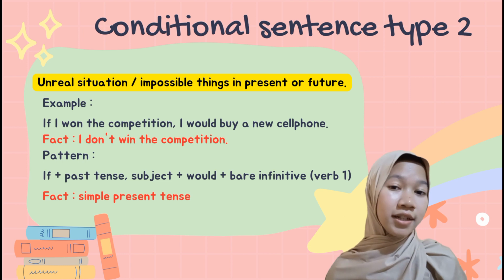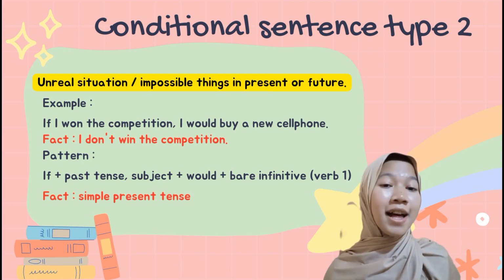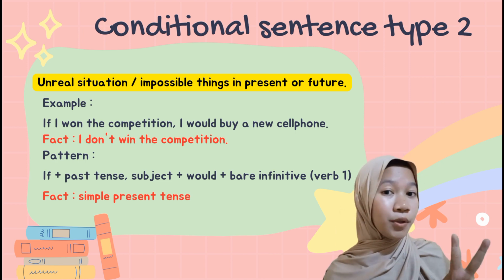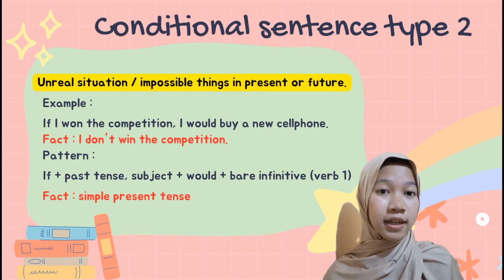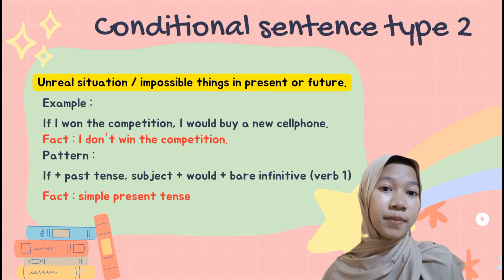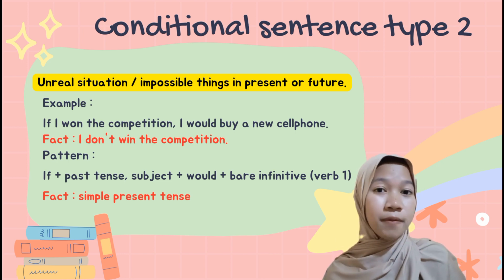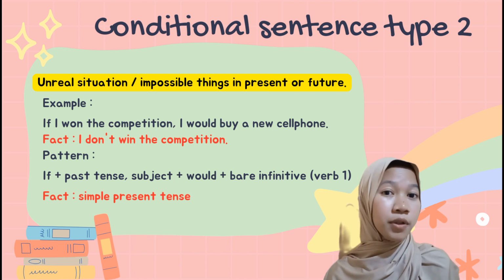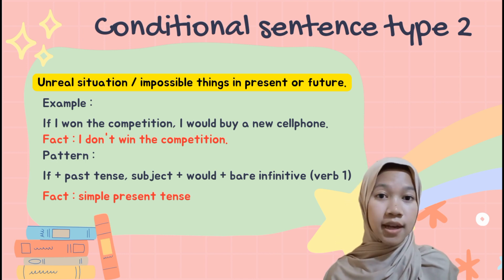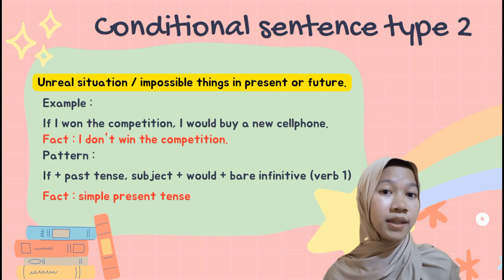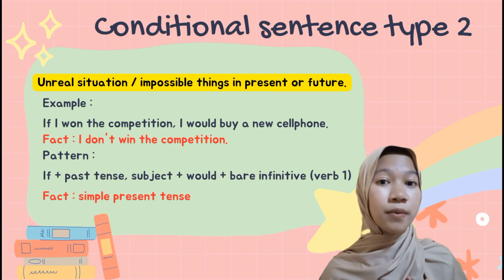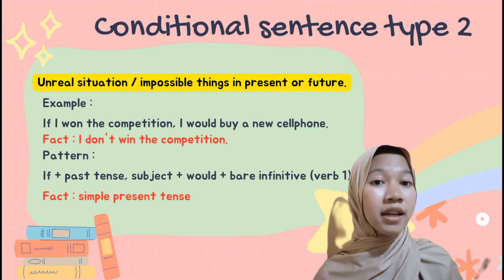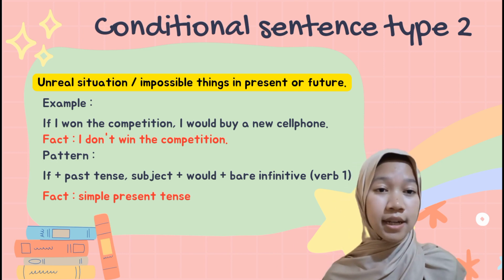What is conditional sentence type 2? Let me explain this. Conditional sentence type 2 is an unreal situation or impossible thing in the present or future. For example, if I won the competition, I would buy a new cell phone. But the reality of this sentence is that I didn't win the competition. The fact is, I don't win the competition.